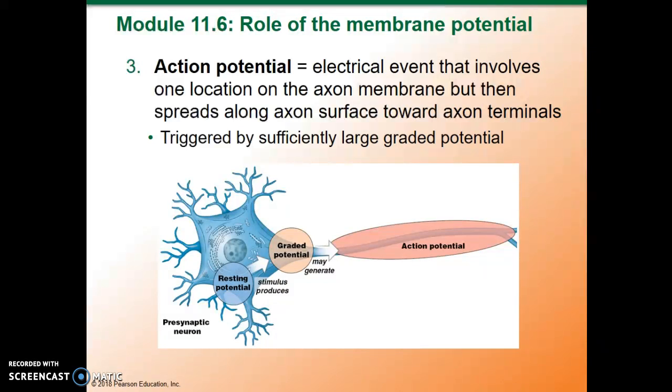An action potential itself is triggered by a large enough graded potential. And the action potential is an electrical event that involves one location on the axon membrane, that is, a switching of the charges, but it spreads along the axon surface toward the end of the axon terminals.